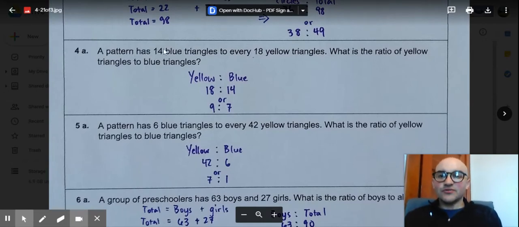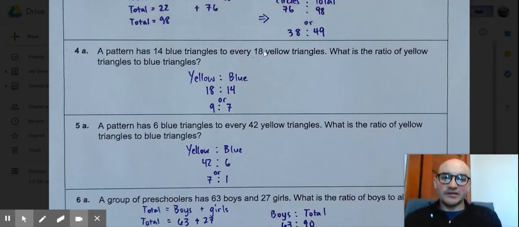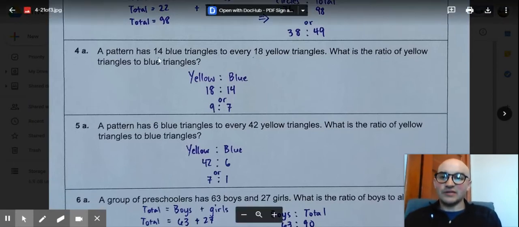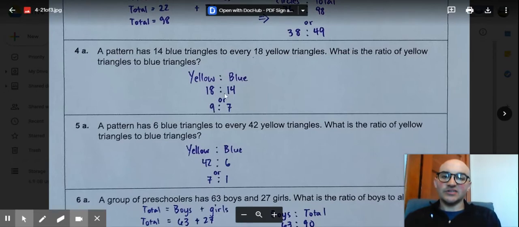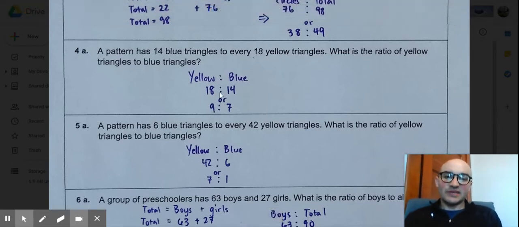4A, a pattern has 14 blue triangles to every 18 yellows. What's the ratio of yellows to blue? Pretty straightforward. We just write yellow to blue, 18 to 14. But I can simplify this. 18 and 14 are multiples of 2. So we divide each by 2, 9 to 7.